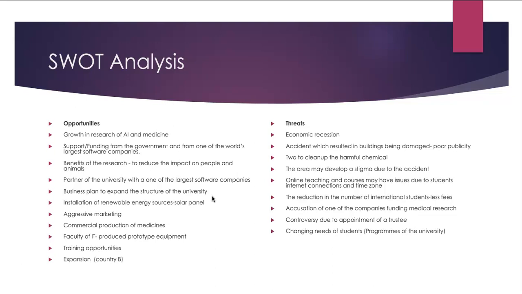Online teaching and courses may have issues due to students' internet connections and time zoning as well. The reduction in the number of international students means they're going to have less money, collecting less in tuition fees, and that's a threat for them. And also the competitors, and the international students might choose another university.